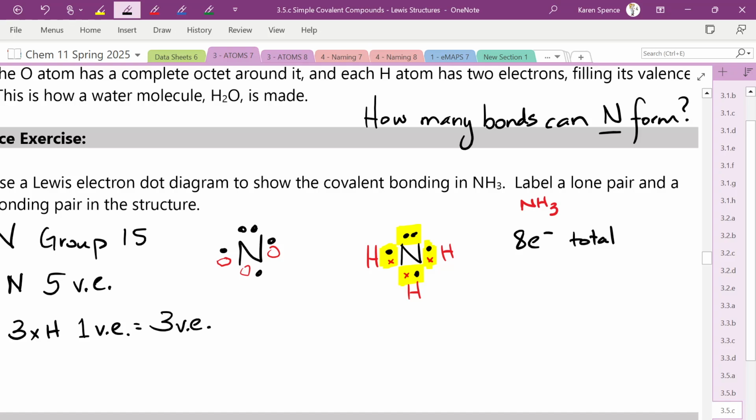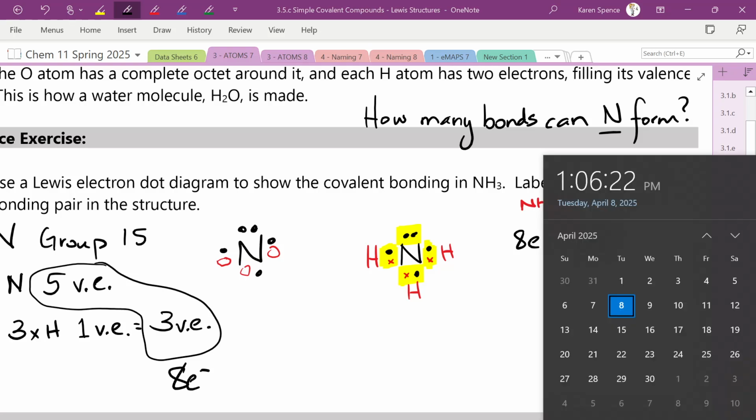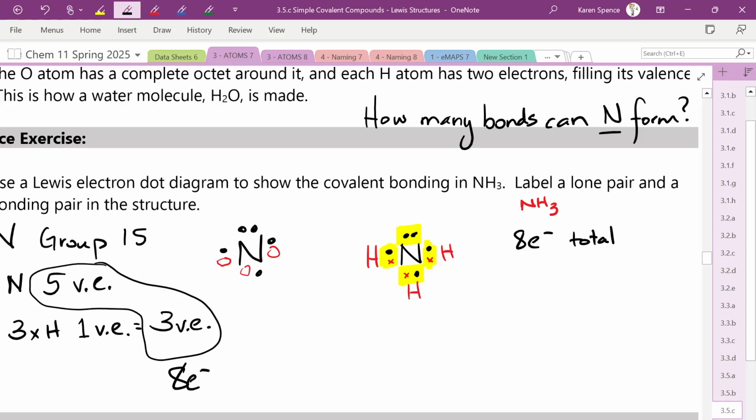It is. And guess what? If we add up 5 and 3, we get 8, which tells us that at the very least, our structure has the correct number of electrons in it. And also, it's following the bonding pattern for nitrogen. Nitrogen tends to have 3 bonds. Okay, oxygen tends to have 2 bonds. Hydrogen can only ever have 1 bond. Yeah?